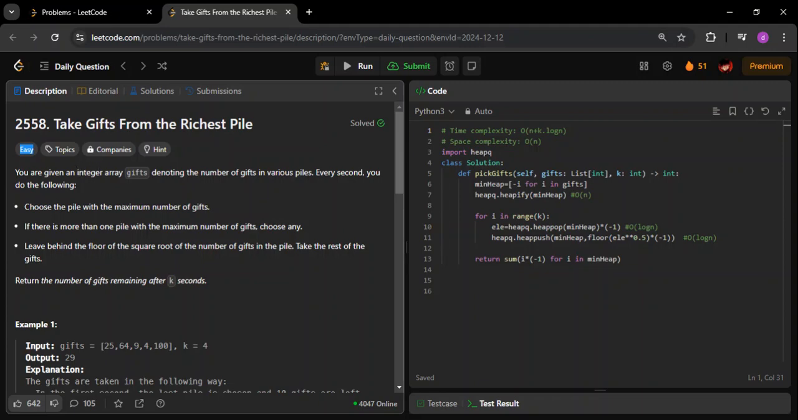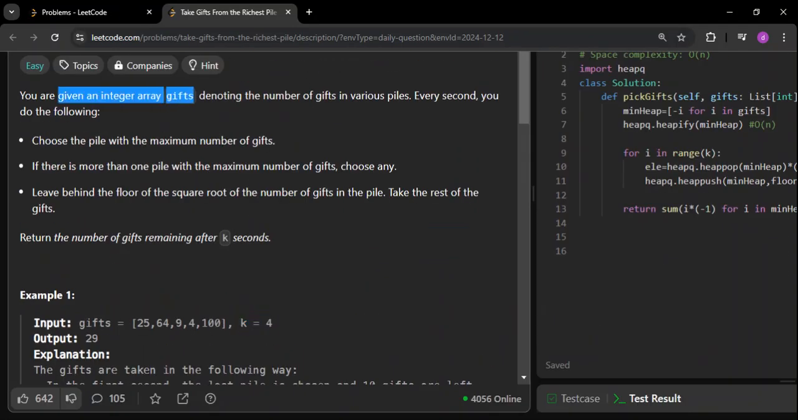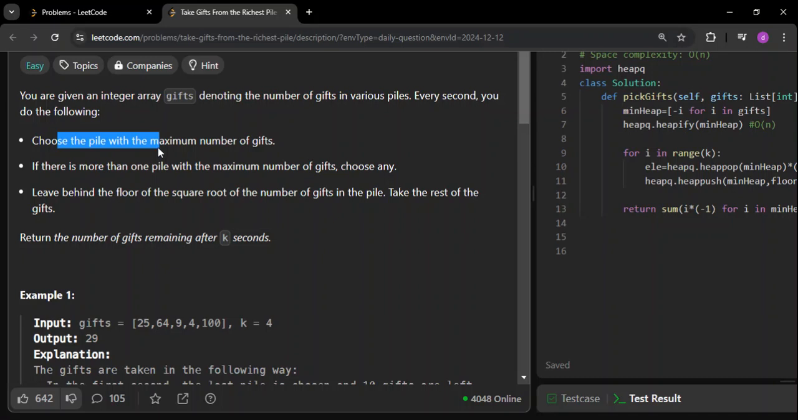You are given an integer array gifts. A gift is basically a positive integer, as simple as that, so it's an array of positive integers, and you are given a value k. The array denotes the number of gifts in various piles. Every second you have to do the following three things. First, choose the pile with the maximum number of gifts, that is, choose the number among these which has the maximum value. If there is more than one pile with the maximum number of gifts, choose any. That is, if two numbers in this array are the same, you can choose any one of them, but you should not choose both of them.